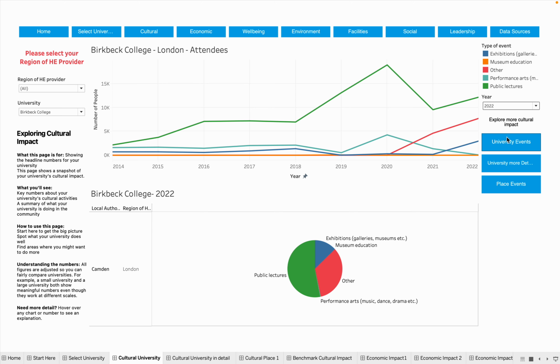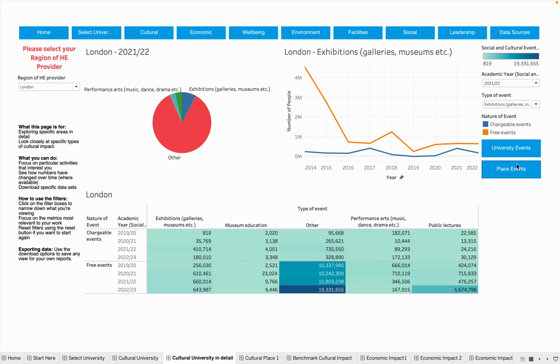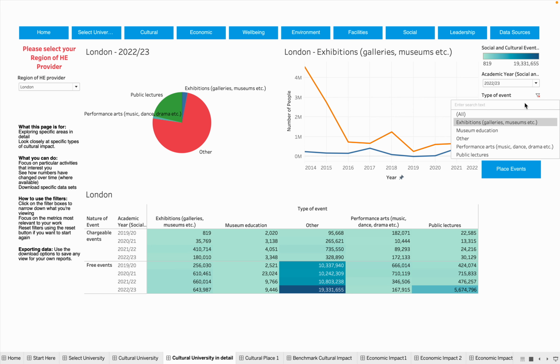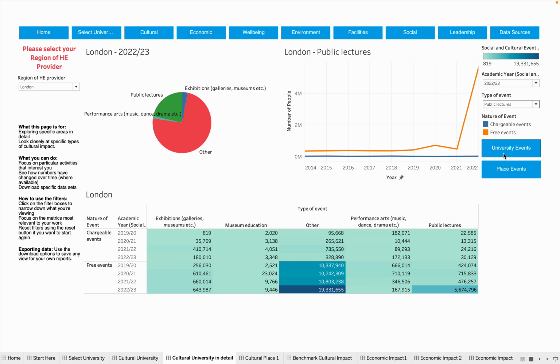So on the right, there's more guidance about what to do within the domain. So it looks like there's more details for this university events. What we see here is a different distribution and more detail about the events of the university and the place. The distribution is between free events and chargeable events. So free events seem to be much larger in number, as you can see here. The year we're looking at, you can change the year here. And you can also change the type of event here to see more details about that event. So we can see that the public lectures has significantly increased for this university.